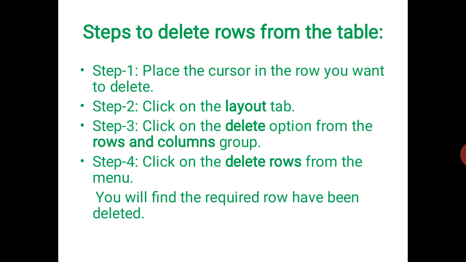Steps to delete row from the table. Step 1. Place the cursor in the row where you want to delete. Step 2. Click on the Layout tab. Step 3. Click on the Delete option from the Rows and Columns group. A menu will appear on the screen. Step 4. Click on the Delete rows from the menu. You will find the required rows have been deleted.